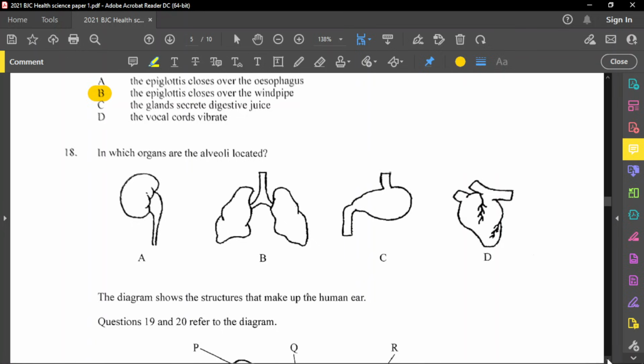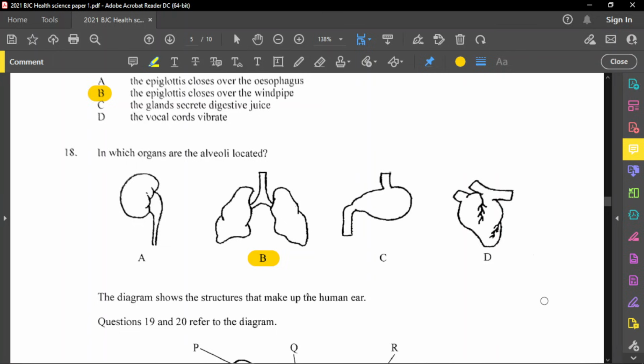All right, so number 18, it said, in which organs are the alveoli located? And remember, alveoli are for gaseous exchange, and they are found within the lungs. Alveoli are air sacs, or small circular sacs, found at the end of the bronchioles, and they are responsible for gaseous exchange, which means they take carbon dioxide out of the blood and put oxygen in the blood. All right, so just remember that.